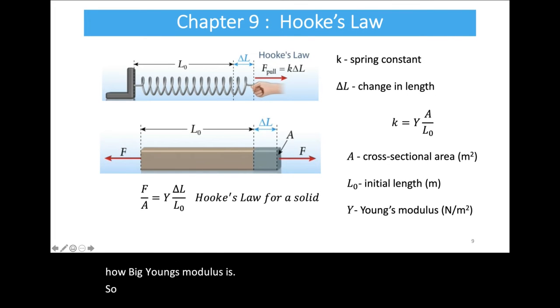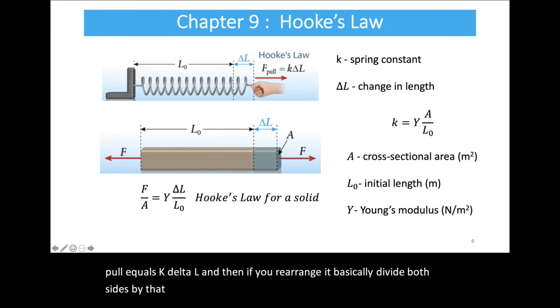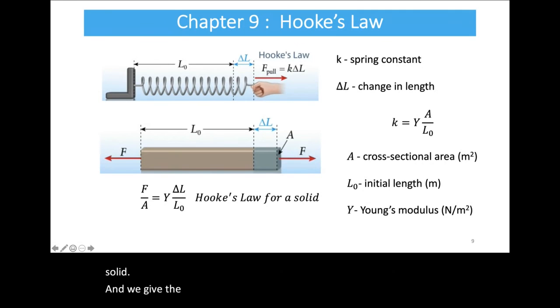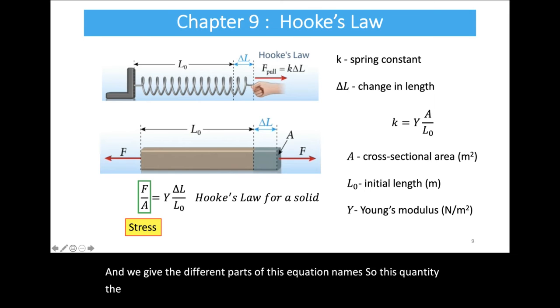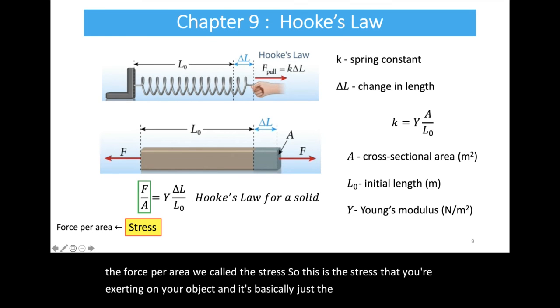So you can take that spring constant and plug it into your formula F pull equals K delta L, and then if you divide both sides by the area, you get F over A equals Young's modulus times delta L over L0. We call this Hooke's law for a solid, and we give the different parts of this equation names. The quantity force per area, we call the stress. This is the stress that you're exerting on your object, and it's basically just the force per area.